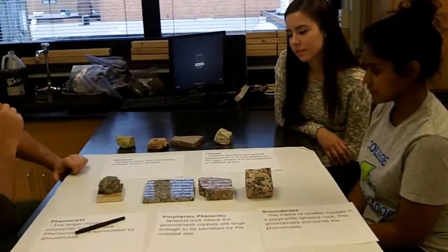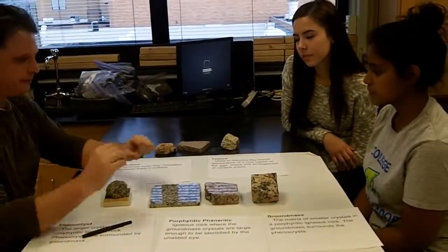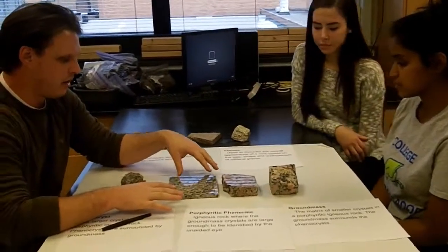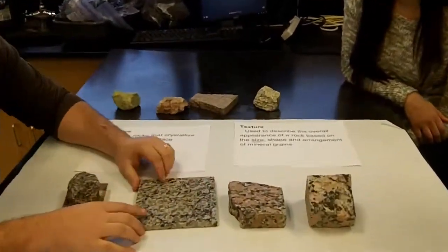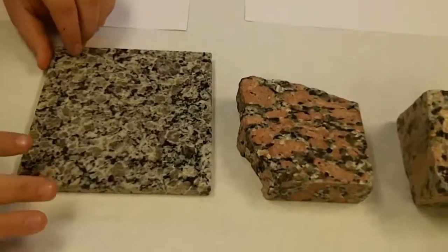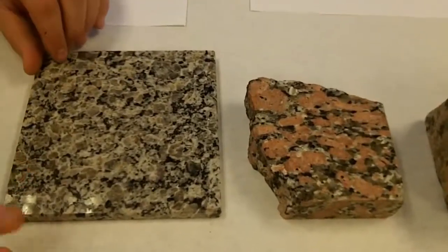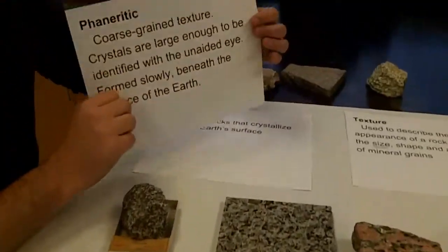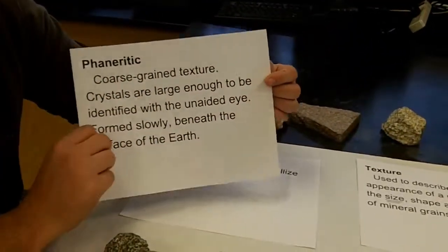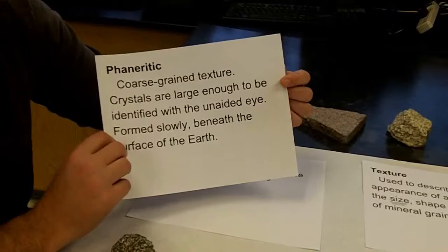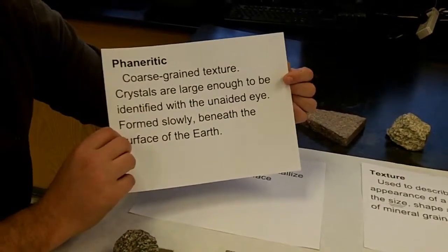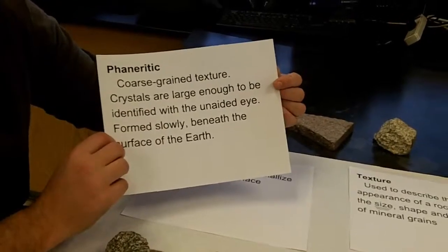So when we see a rock that looks like this, right? And we see that the minerals are large enough to identify, we have a name for that, all right? And the name for that is phaneritic, all right? Coarse grain, so coarse meaning big, texture, crystals are large enough to be identified with the unaided eye.